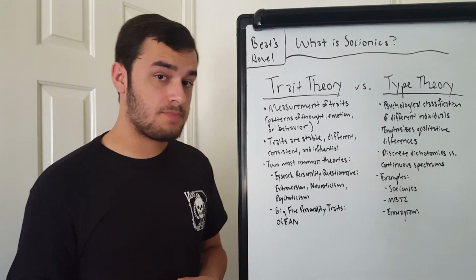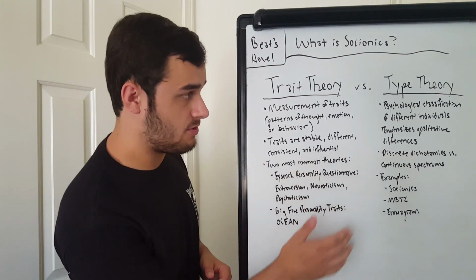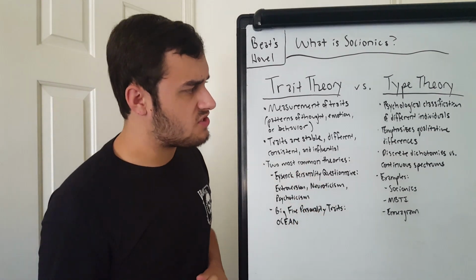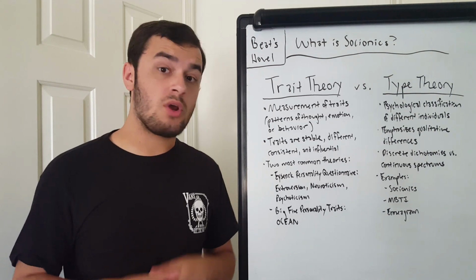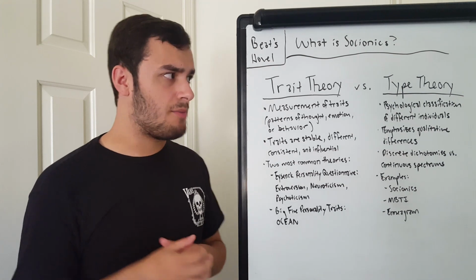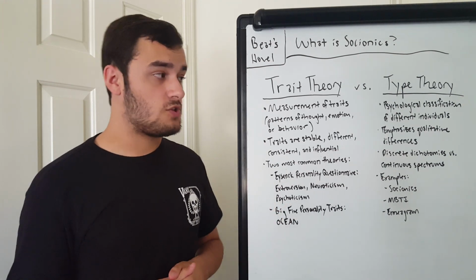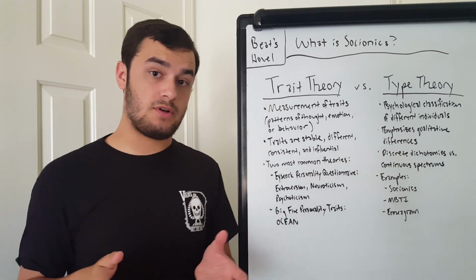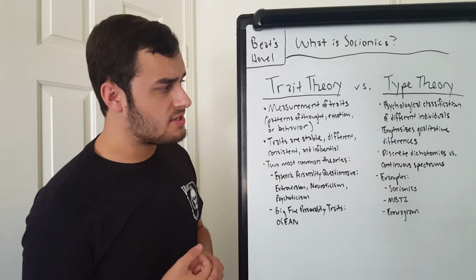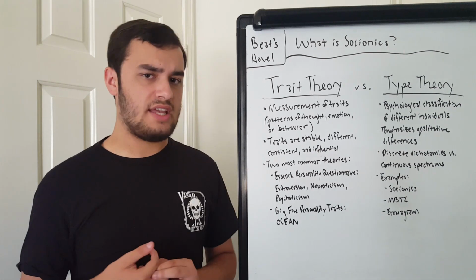So in contrast to the trait theory, we have the type theory. The type theory involves a psychological classification of different individuals, where we are, quote unquote, putting people into boxes by typing them, sorting them into different categories that are supposedly qualitatively different from each other. And so a type theory definitely emphasizes qualitative differences.